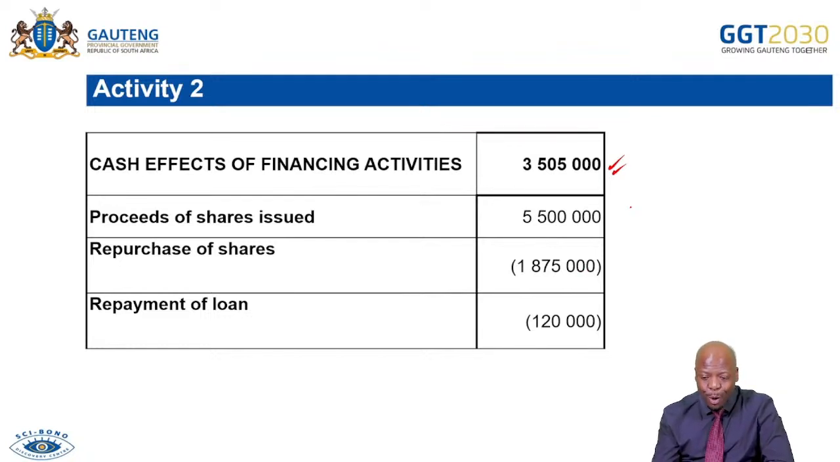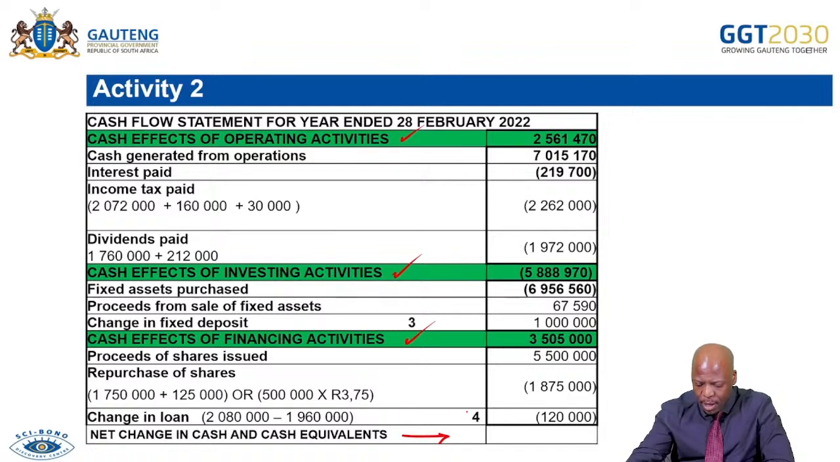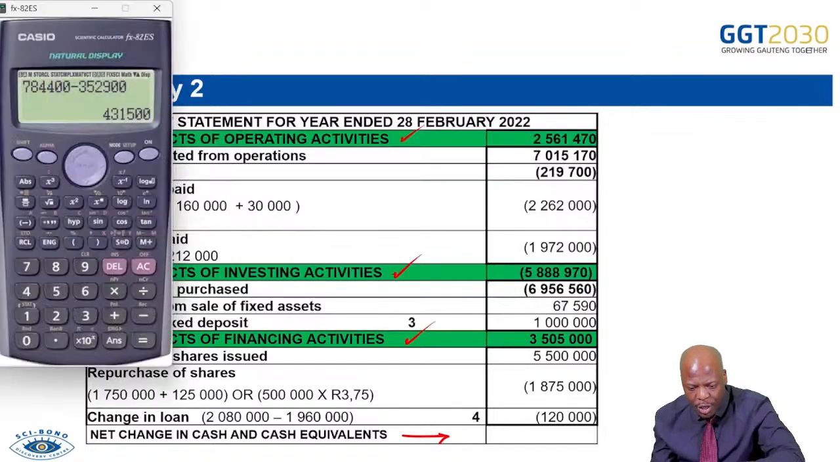So now we have all our three parts now. We have cash effects from operating activities, we have cash effects from investing activities, and we now have cash effects from financing activities. Okay, I want you to have your calculator now. And then we want to get the net change in cash and cash equivalents. How do we get that?